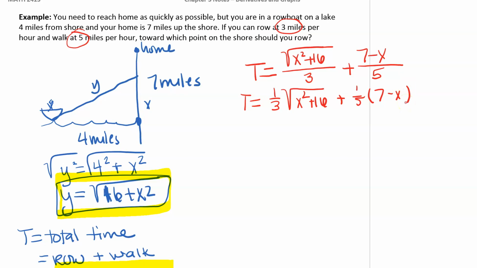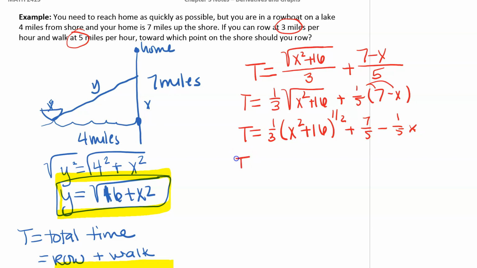And so now, in order to optimize this, I'm going to have to take the derivative. Let's do a little bit more algebra before we get going on that. This would be 1/3, and let's rewrite the square root as a 1/2 power, so we're ready to take the derivative. And then let's simplify this: 7/5 minus 1/5 x. That'll make our derivative rules a little bit easier and help us to work with that square root.